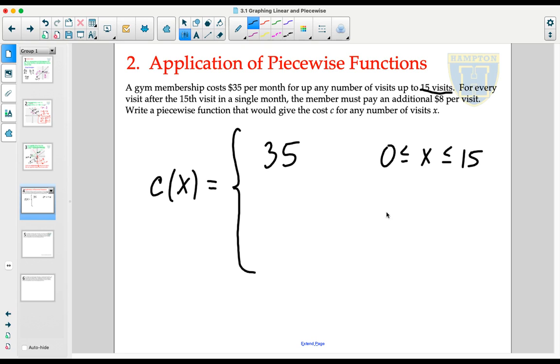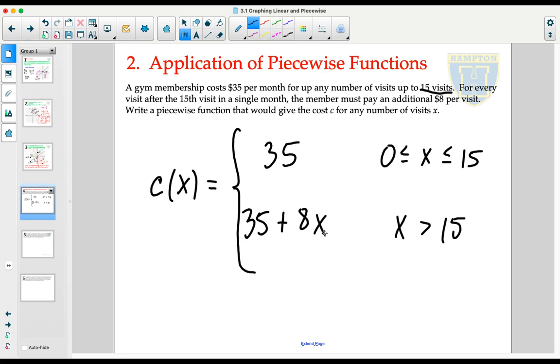What's interesting is when we get above the 15th visit. When we get above the 15th visit, we are obligated to still pay the $35, but we're only going to pay the extra 8 for any visit above the 15th. So logic would dictate that we would write the function like this. The $35 we're going to have to pay plus $8 a visit.